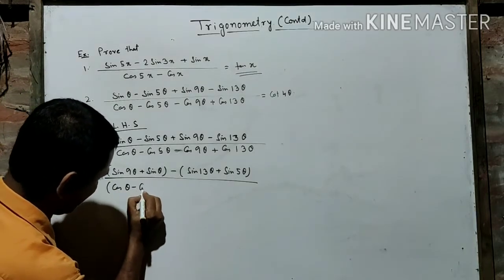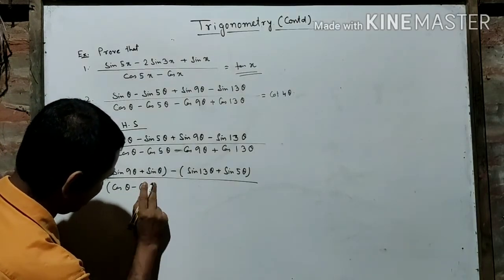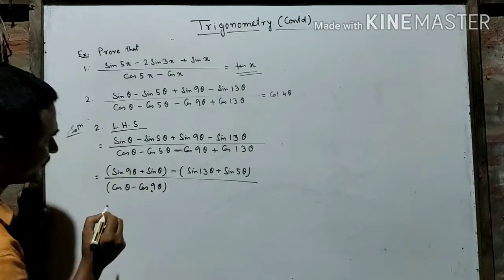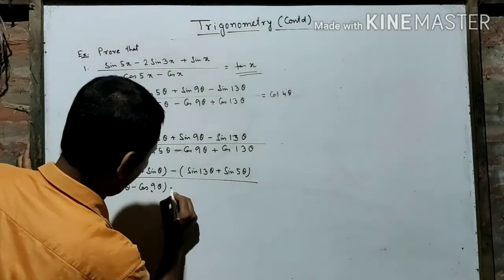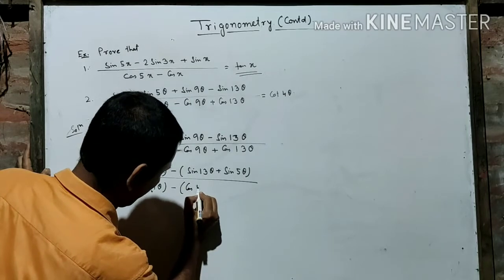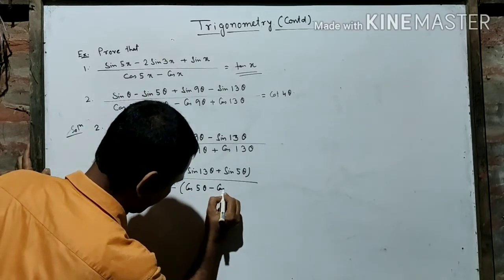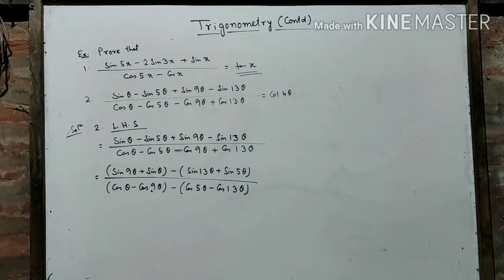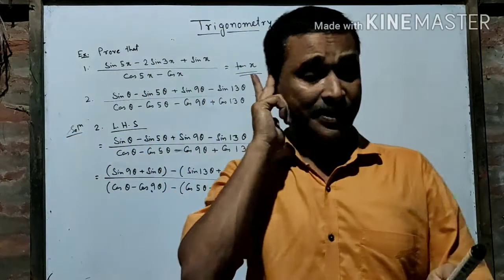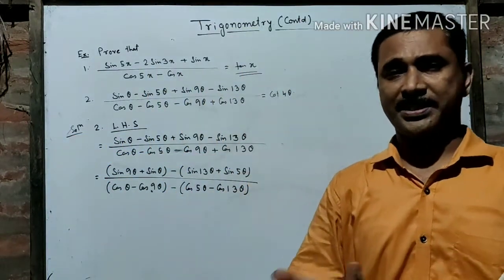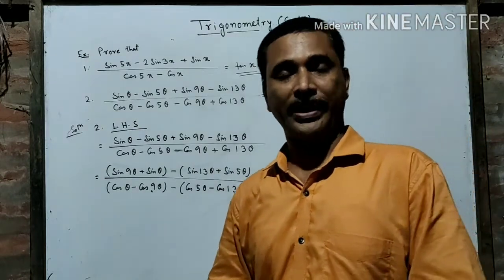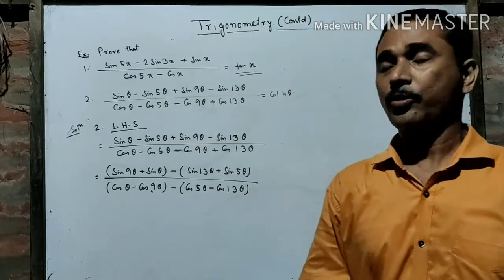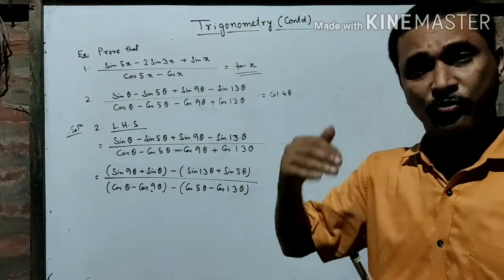And here cos theta minus cos 9 theta and minus cos 5 theta minus cos 13 theta. Now you will apply sin c plus sin d, cos c plus cos d, sin c minus sin d, cos c minus cos d, whichever formula is applied here. Okay, we will apply some formula out of those 4 formulas.